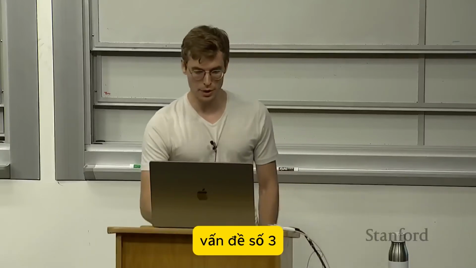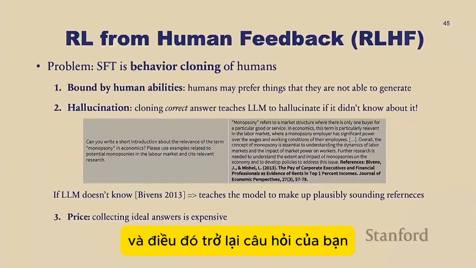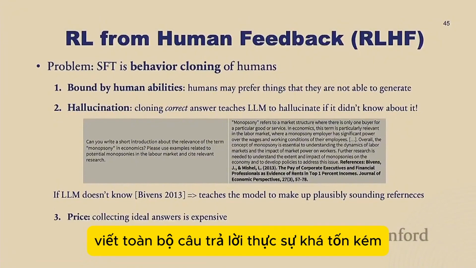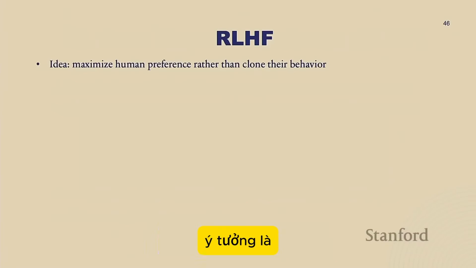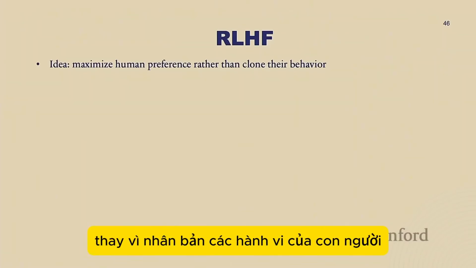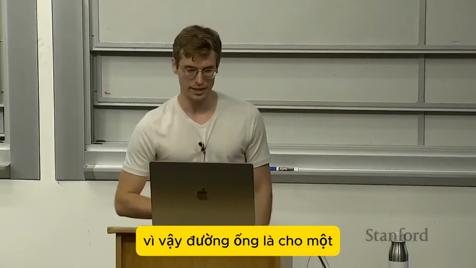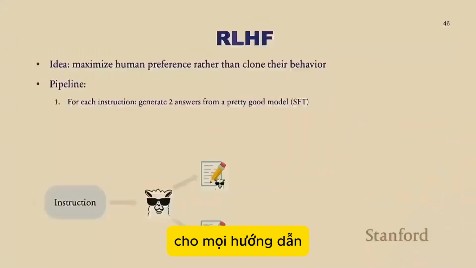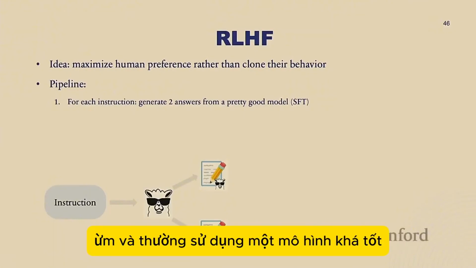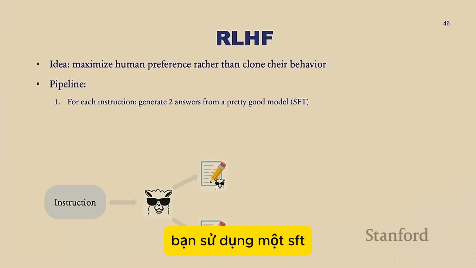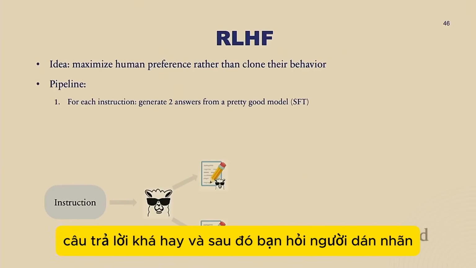Great. Problem number 3, price. Generating the ideal answers is very pricey, and that comes back to your question of humans writing the entire answer being pretty expensive. So that's where RLHF comes in. The idea is that instead of cloning the behaviors of humans, we're going to maximize human preference. And the way we're going to do that, the pipeline, is that for every instruction, you're going to ask a model to generate 2 answers. And usually you use a pretty good model, so you don't use a raw LLM here, you use an already fine-tuned LLM to give pretty good answers.